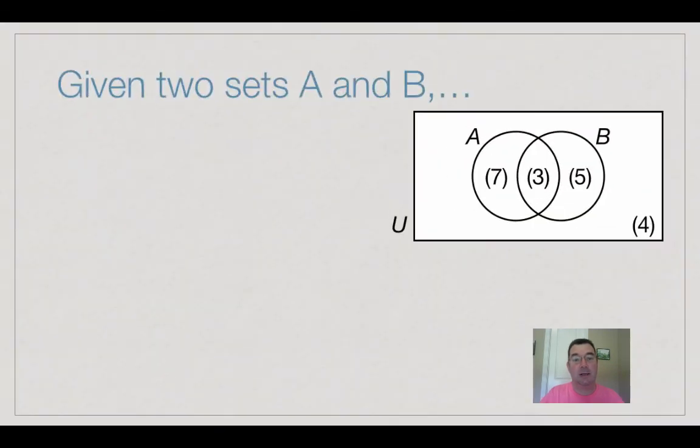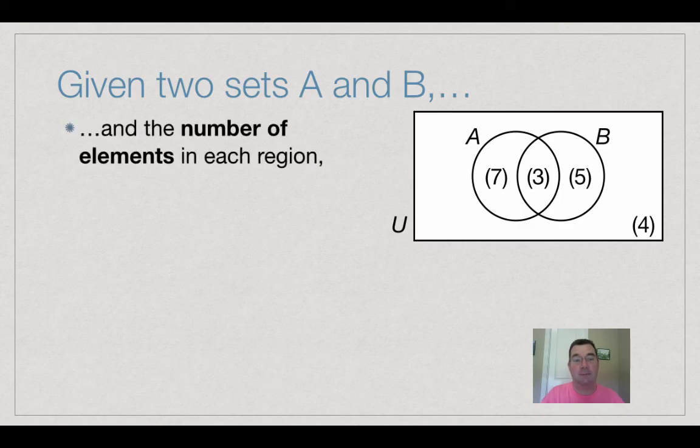Let's get started. We start with two sets, A and B, and you can see that there are little numbers in parentheses in every possible region of this diagram. Okay? So let's talk about what they mean. Well, how many elements are in A?